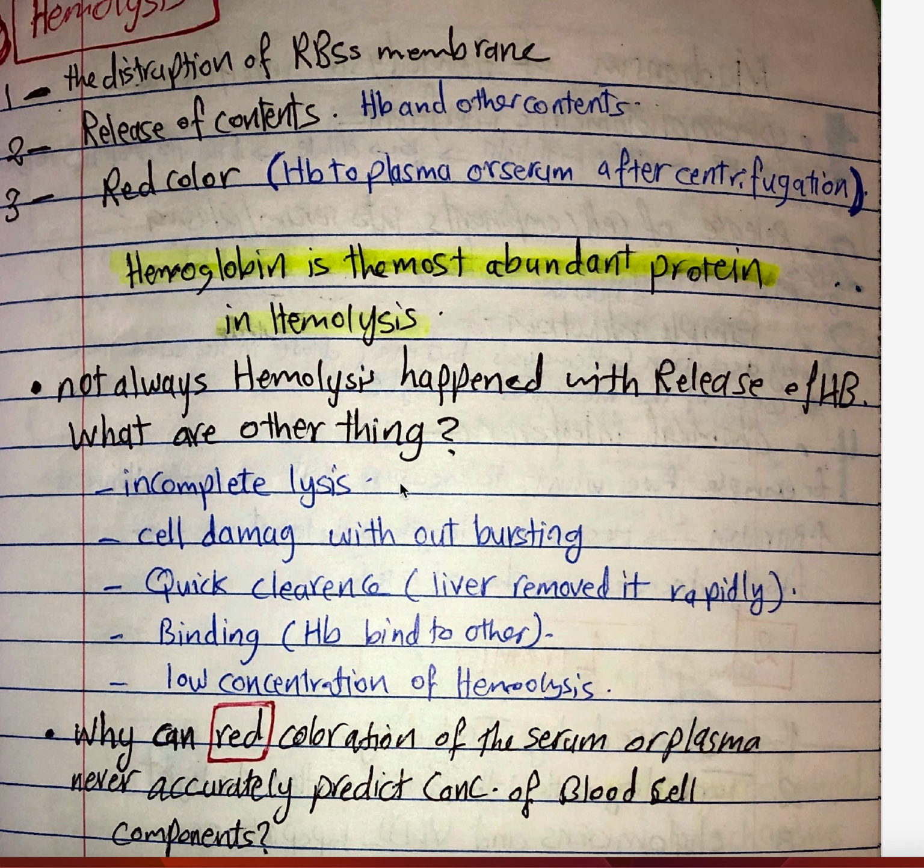Why? Because maybe it's incomplete lysis, or damage happened to the RBCs but without bursting, or hemoglobin already went out but is rapidly cleared by the liver, or hemoglobin binds to other substances, or low concentrations of hemoglobin.